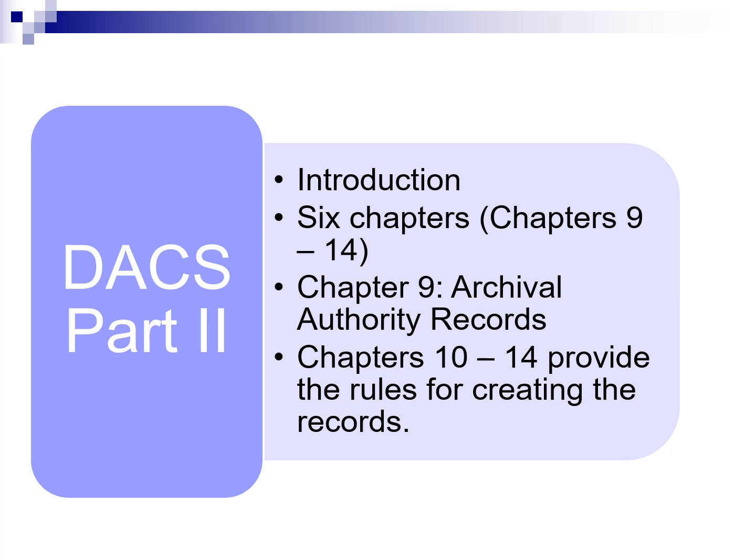DACS Part 2 consists of an introduction and 6 chapters, chapters 9 through 14. Chapter 9, Archival Authority Records, explores just what makes an archival authority record, including what constitutes a minimal record. Chapters 10 through 14 provide the rules for creating the records.